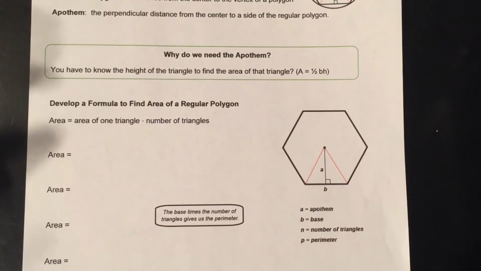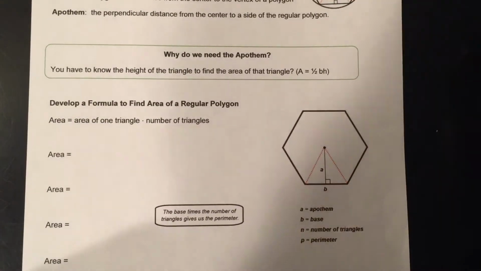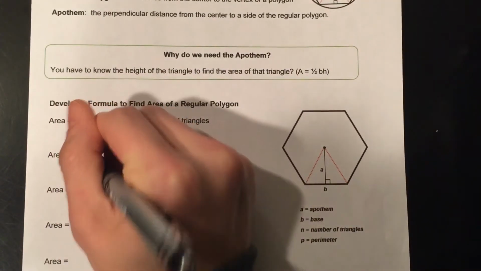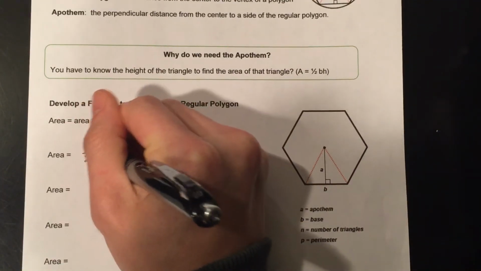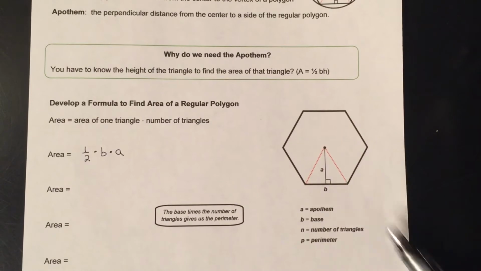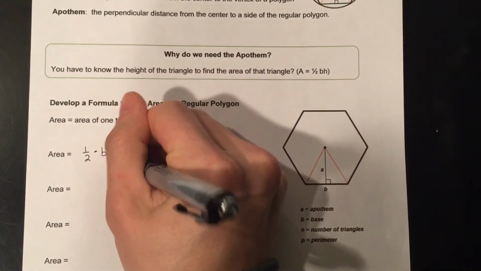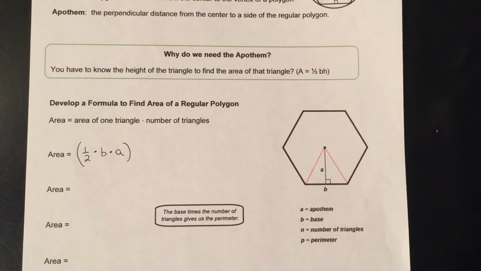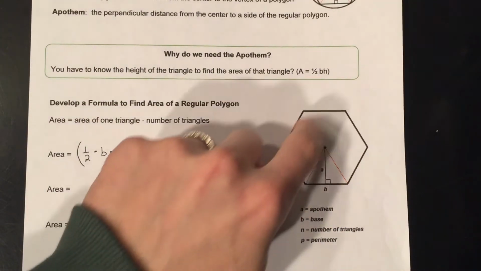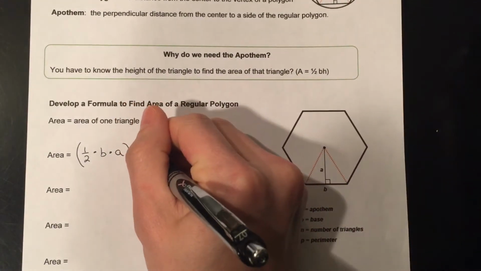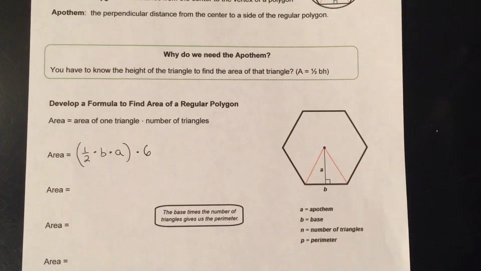Now, let's actually put some numbers to this problem. If we said the area of a triangle is 1/2 base times height. Now, in this case, we have the height labeled as A. Again, A representing the apothem. Well, that's the area of a triangle. We said the area of this hexagon would be the same amount of area that these triangles would take up, or 6 total triangles. So you can multiply this by 6.